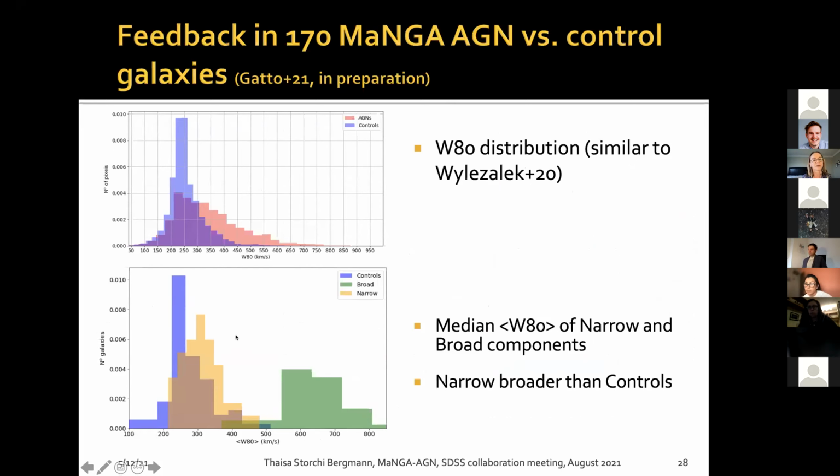And here we separated the narrow components and the broad components. So the broad components are between 600 and 700. The narrow components are a little bit lower, about 300. And even the narrow components are a bit wider than the controls. The profile of [O III] is wider than those of the controls.